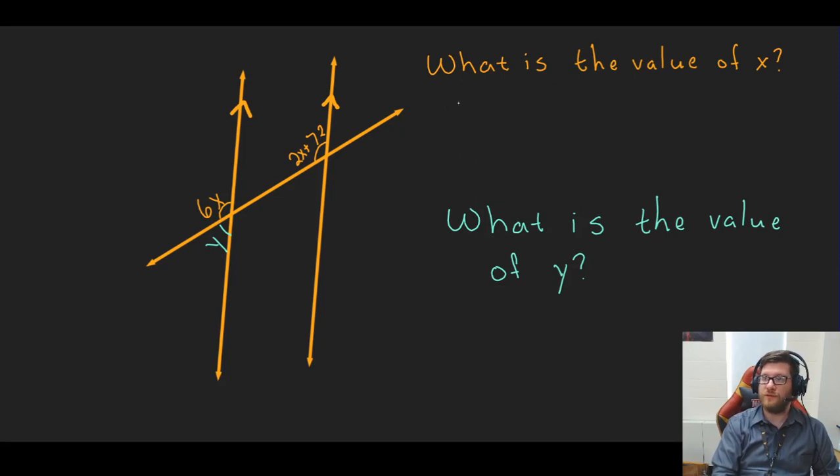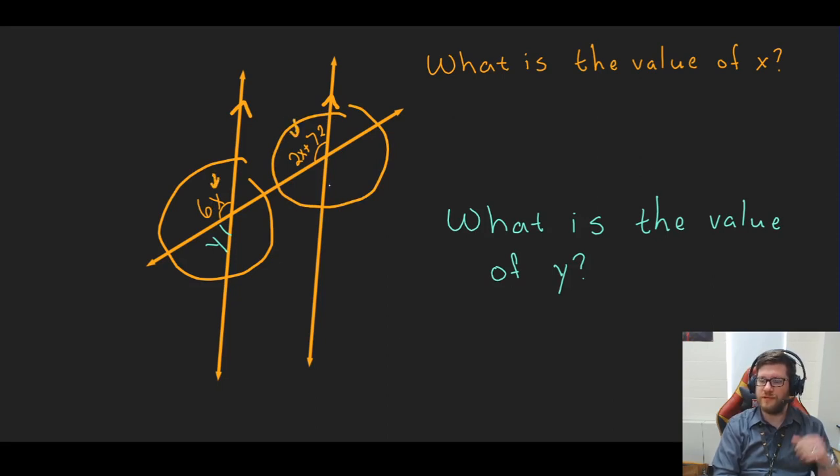All right. So 6x and 2x plus 72 are in the same position on both of these x's. So this x right here and this x right here. If you look at the top left position for both of them, you get this 6x and this 2x plus 72.